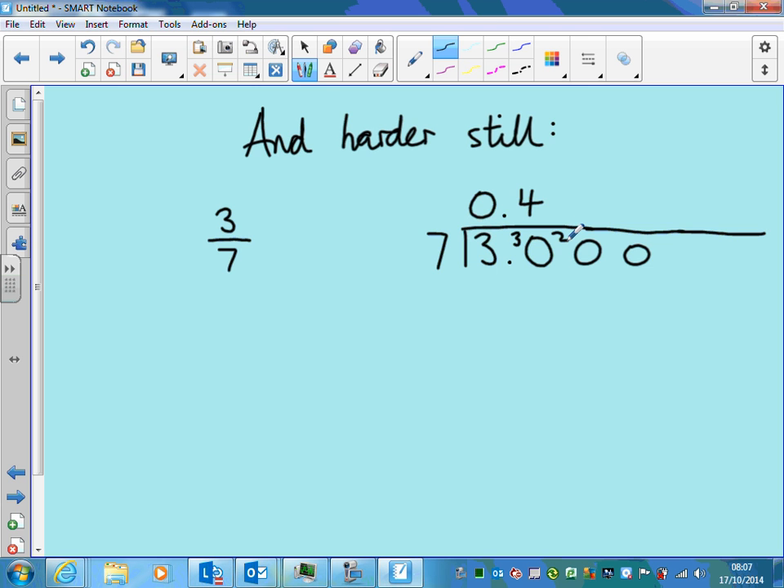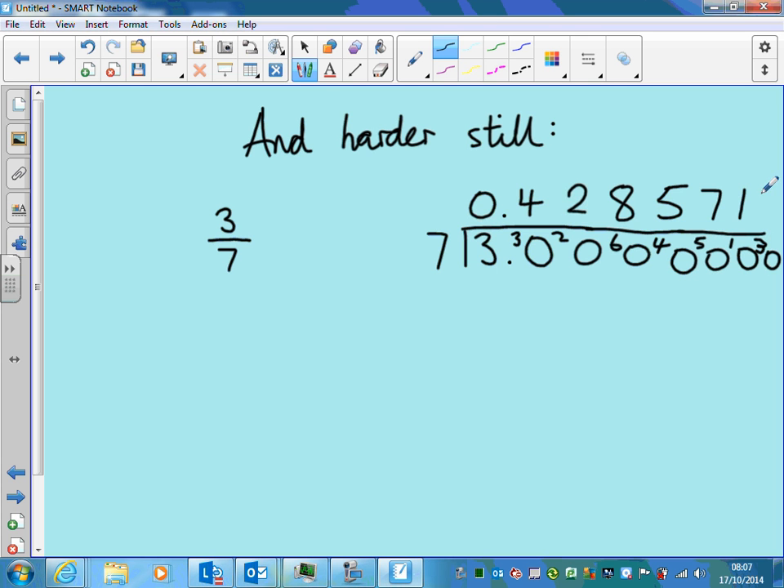I'm going to go quite quickly here. Don't worry if you can't keep up. You can do it in your own time when you've got time. 20 divided by 7 is 2 remainder 6. 60 divided by 7 is 8 remainder 4, so another 0. 40 divided by 7 is 5 remainder 5. 50 divided by 7 is 7 remainder 1. 10 divided by 7 is 1 remainder 3. And now I notice something.